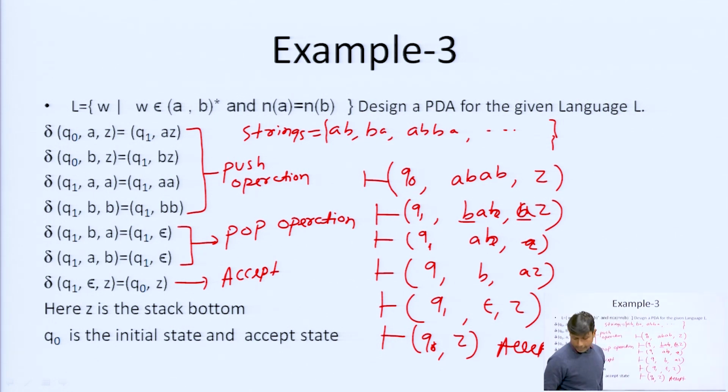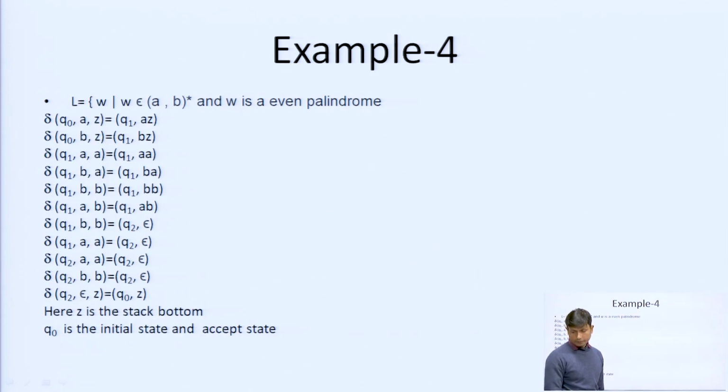Here is another example: W is an even palindrome, where W is a string. This even palindrome cannot be designed by a deterministic pushdown automata. You must go for the non-deterministic pushdown automata, because this is a context free language, but not a deterministic context free language.